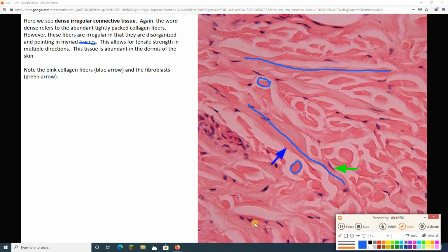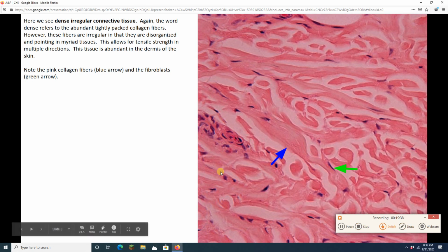Dense irregular connective tissue: lots of collagen, tightly packed, but fibers going in many different directions, which gives us strength in many directions. One place we have this is in the connective tissue of the skin, which is called the dermis of the skin. Since we've got fibers, we'll also have these little purple things, which are fibroblast nuclei. We would find this in other places in the body too, like around your joints and around organs as well. We'll see this tissue over and over again in the next 2 semesters.